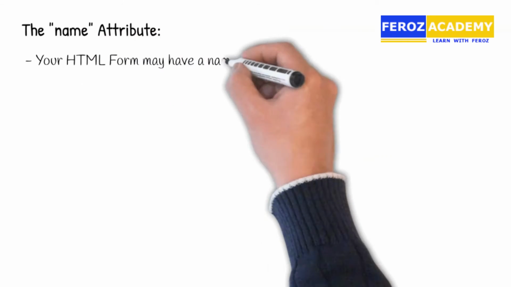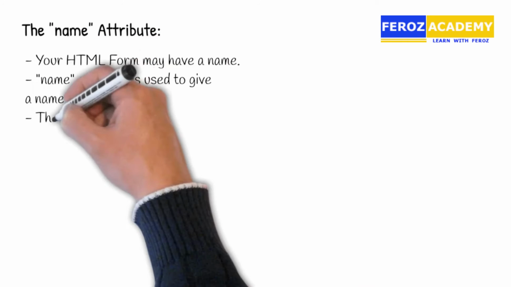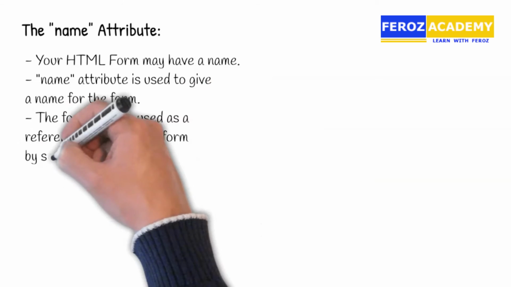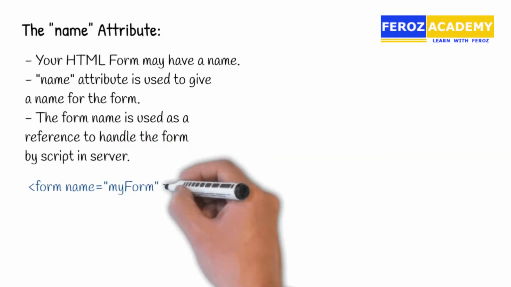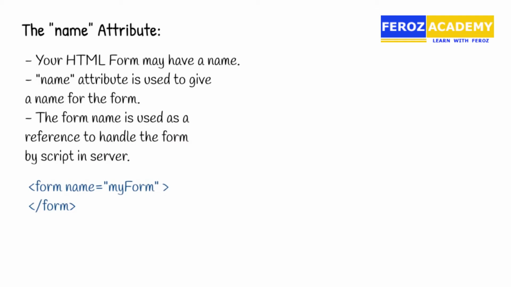You can give a name to your HTML form by using the name attribute. The user input that you receive on an HTML form is often processed using some kind of script, such as a client-side script for input validation and a server-side script for input processing. The name you specify for your HTML form is used by the script as a reference for that form.